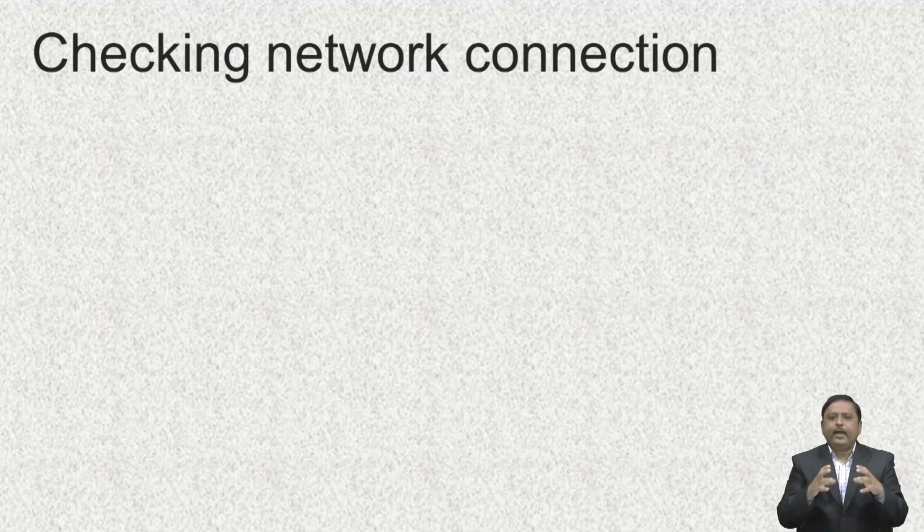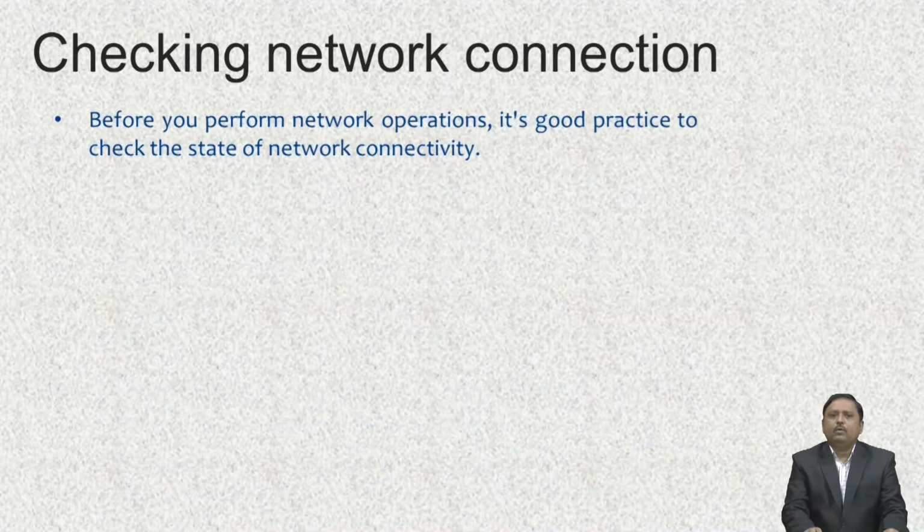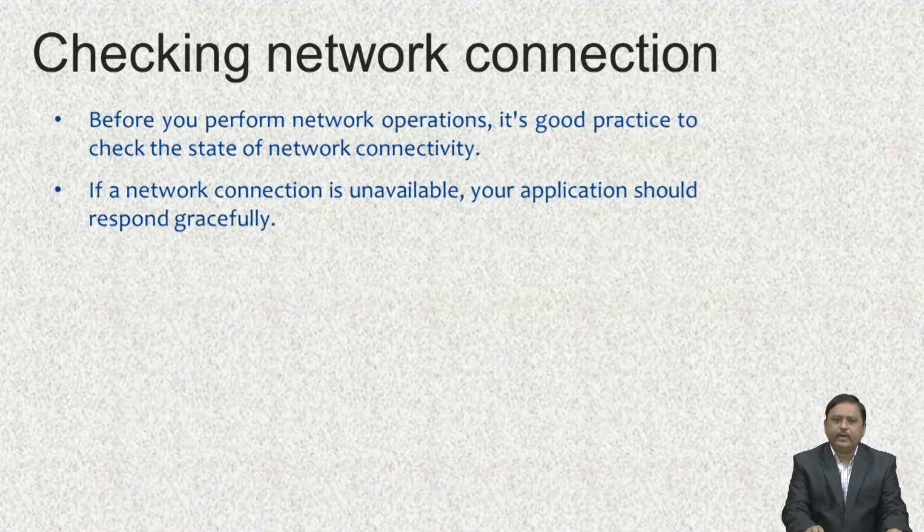Now, how to check network connection, right? Before you perform network operation, it is good practice to check the state of the network. Actually, the network may be available, but you don't have permission to connect to that network, or the network may not be available at all. So, you have to check the state of network connectivity. If network connection is unavailable, your application should respond gracefully that no network connection was found.